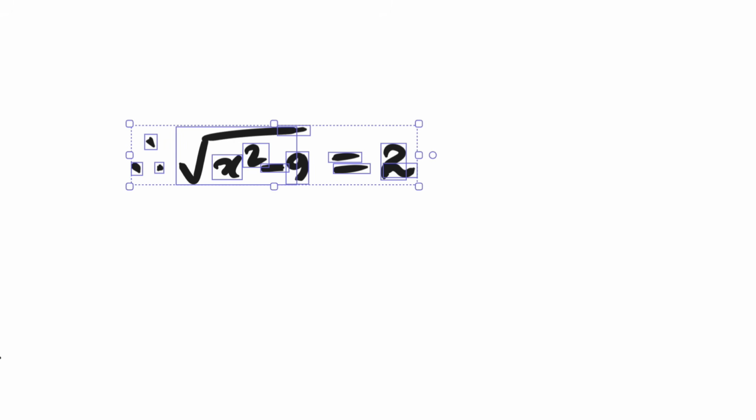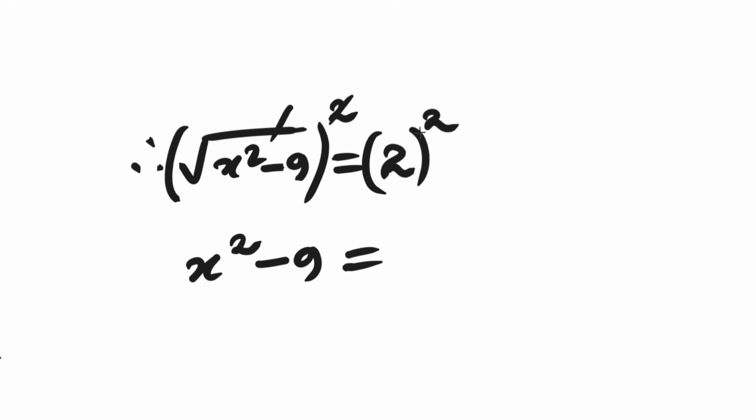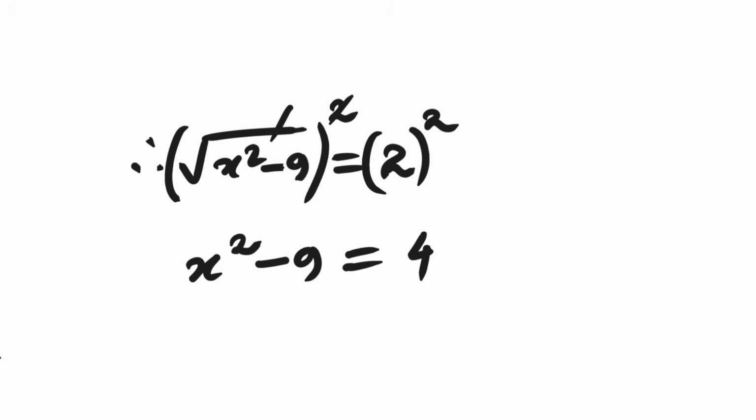We have a square root on the left, so the simplest way to remove that square root is to square both sides. When we square the square root of x squared minus 9, the square and square root cancel each other, leaving x squared minus 9. On the right, 2 squared becomes 4. So we get x squared minus 9 equals 4.